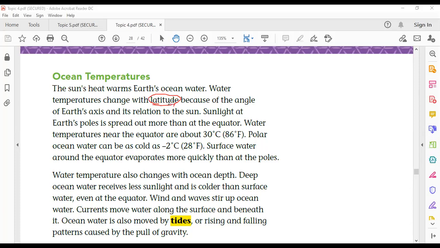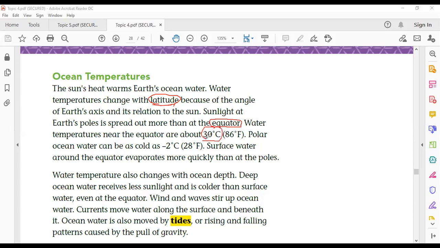By latitude, we simply mean the location of the ocean water. Of course, the ocean close to the equator receives a large amount of sunlight, and all year the sunlight is vertical, or direct, to the ocean. In areas very close to the equator, the water is hot and the temperature can reach 30 degrees Celsius.